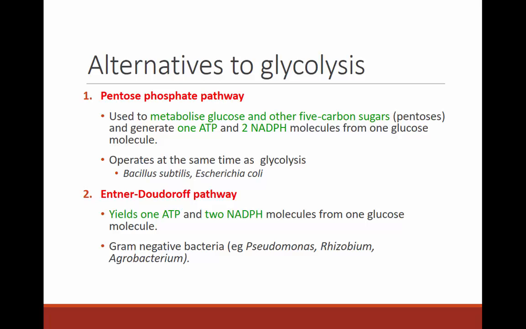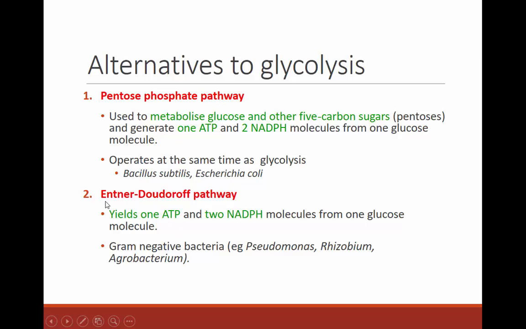You can have the pentose phosphate pathway, or the PPP, and you can metabolize glucose and other pentoses to generate 1 ATP and 2 NADPH from 1 glucose molecule. So it's just a different pathway that it moves down. And the bacteria that usually use this pathway are Bacillus subtilis and E. coli.